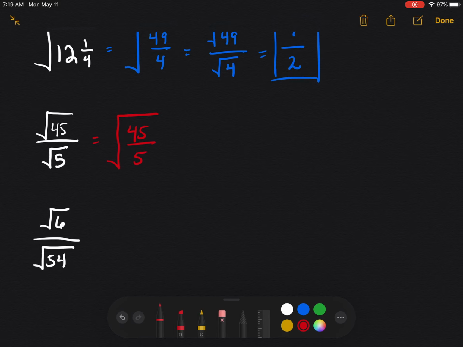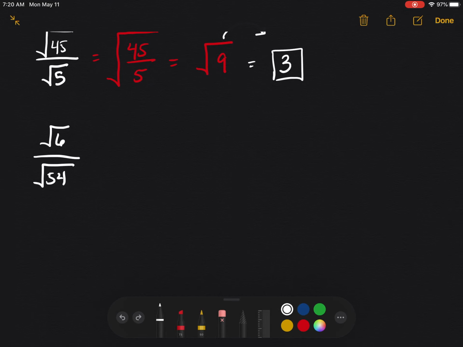However, 45 divided by 5 is 9. Now I have to keep it in that square root until I take the square root of something, which I can do now. The only way I can get this out of the square root is to take the square root of it. And so my answer is 3, and then this square root sign goes away. I want to put that in there because that's confusing.